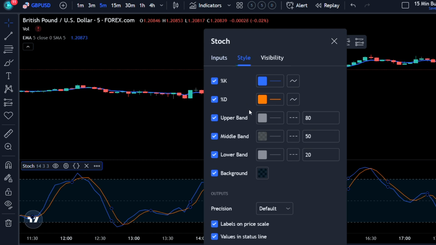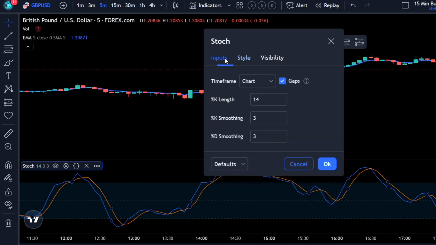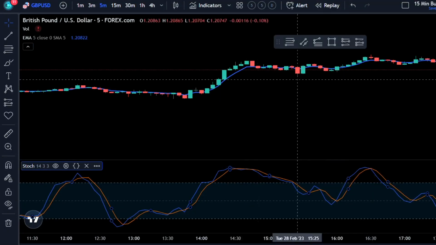And for style, what we're going to do over here is, you see how whenever you add the stochastic on here, the channel is between 20 to 80. What we're going to do is change 20 to 25 and change 80 to 75. So our channel is going to be just a little bit narrower for the strategy. So 25-75. And then over here, smoothing 3. Click. Okay, your chart's set up.